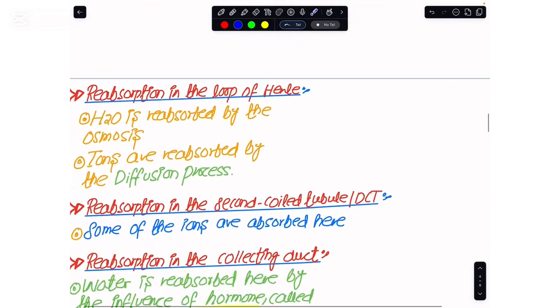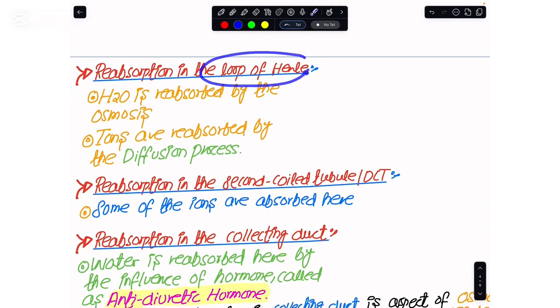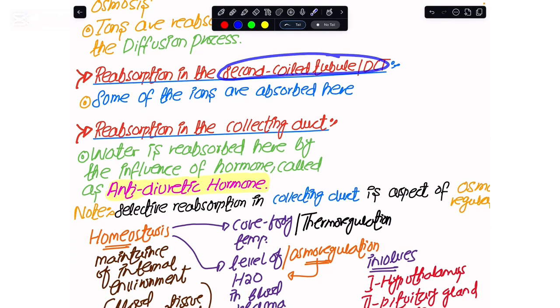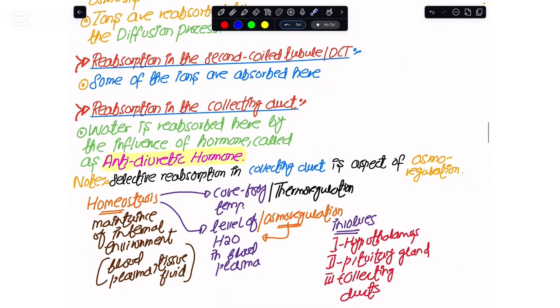Moving onward, we have the loop of Henle, the third part of the nephron, where water is reabsorbed by osmosis and ions are reabsorbed by diffusion. In the second coiled tubule, some of the ions are reabsorbed back. And now comes an important concept in the reabsorption of water in the last part of the nephron, the collecting duct.